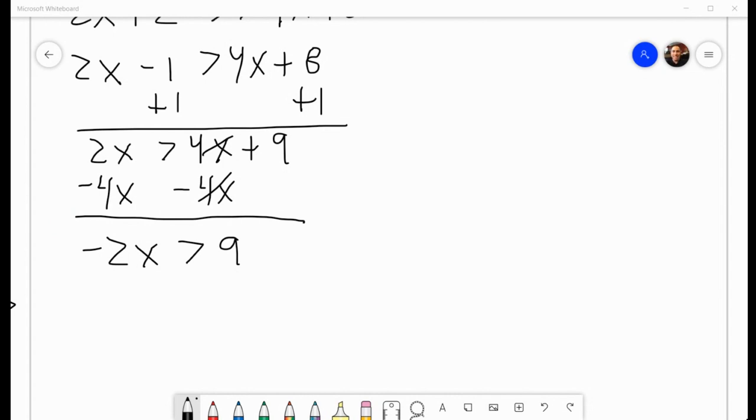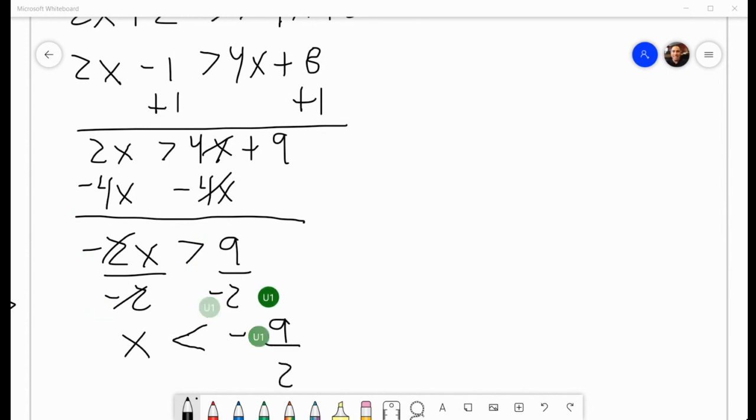Okay, now are we done yet? Not quite, because we want x all alone. So we have to divide by minus 2. When we do that, remember, we're dividing by a negative, so we turn the inequality around. You have to make sure you do that. So we get 9 over negative 2, which is negative 9 over 2. Same thing. So we had to flip the inequality here.